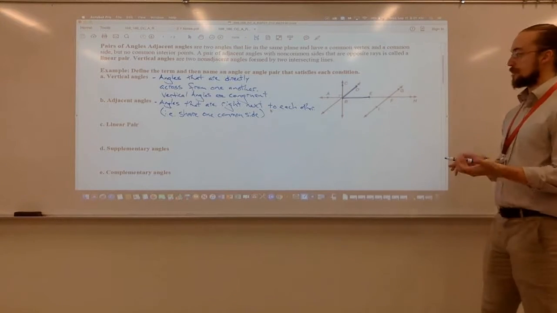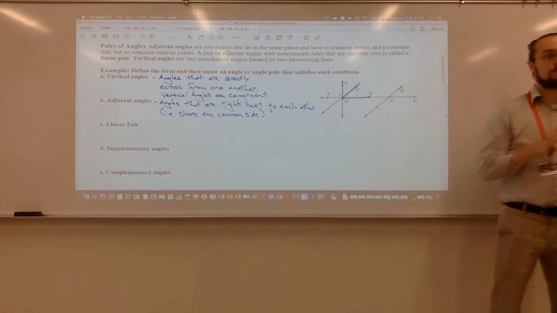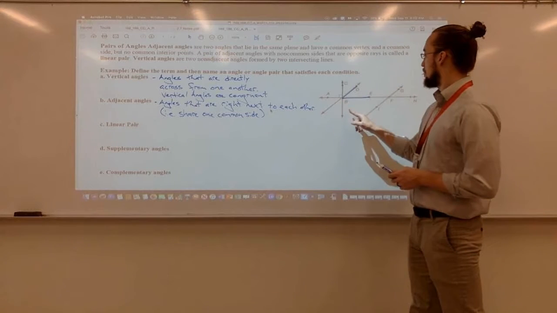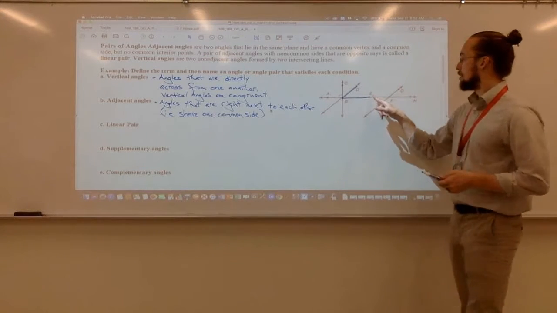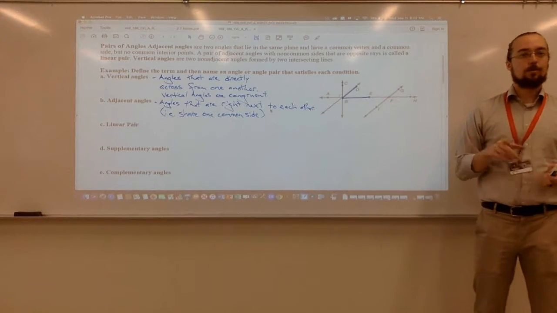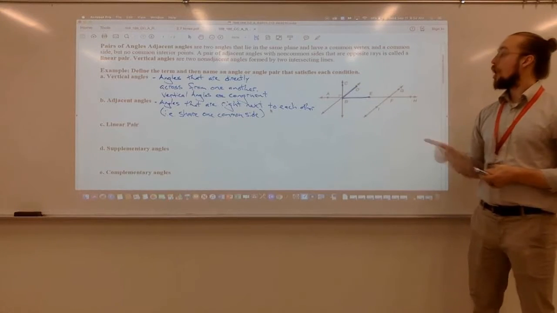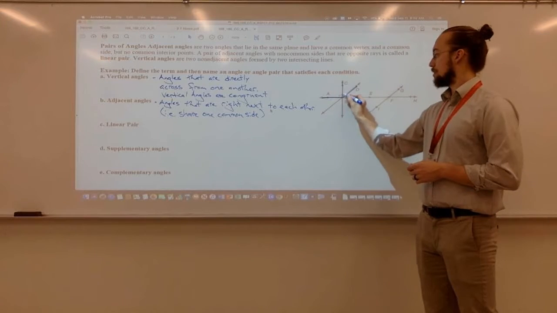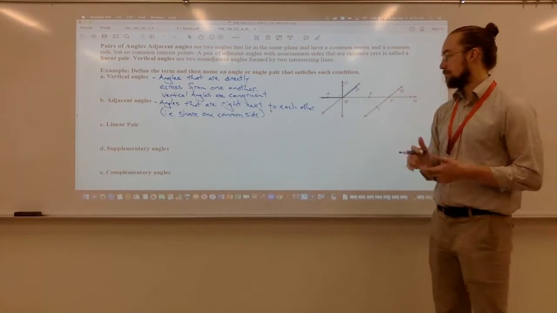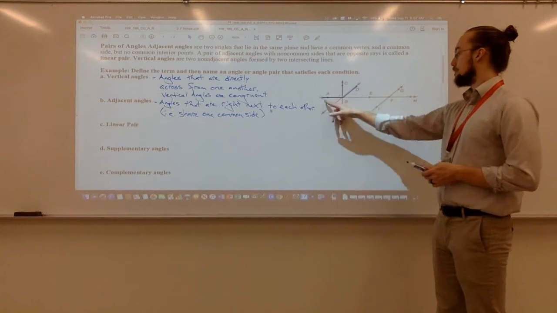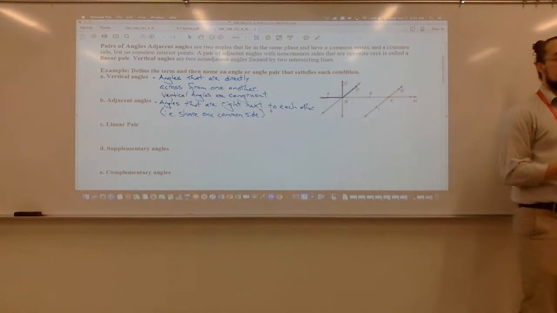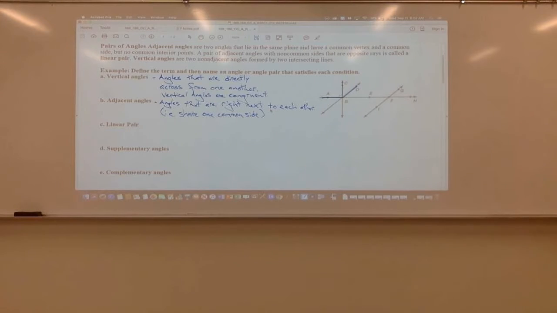So give me another example. Like this one? Is that what you're saying? Yeah. You could say CBD and ABC, right? They would share one side. That's adjacent angles.